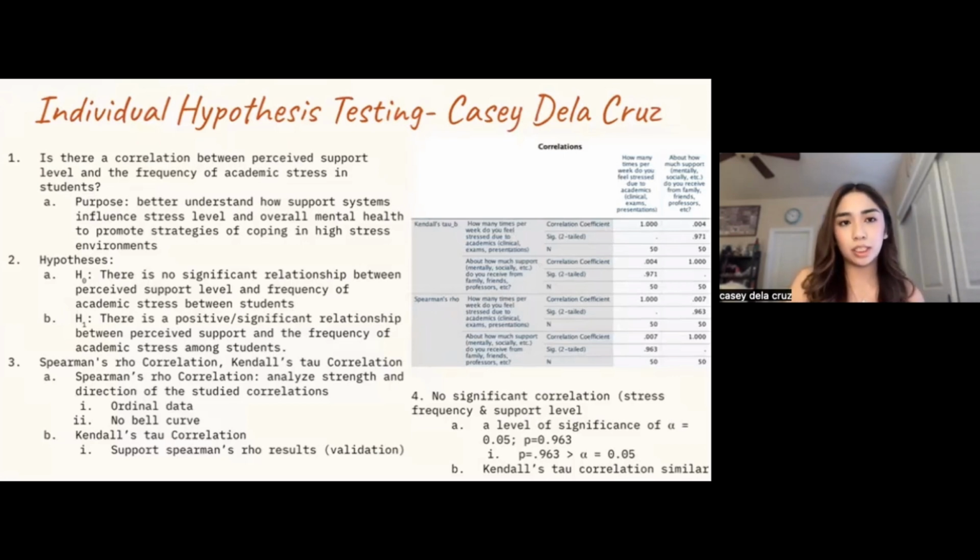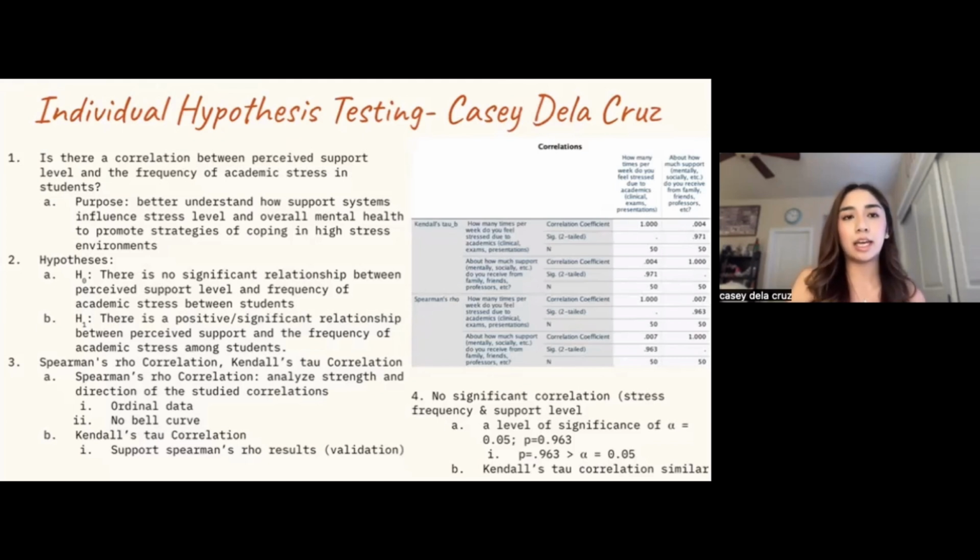My research question is analyzing if there is a correlation between perceived support level and the frequency of academic stress in students. By exploring the correlation, we are able to have a better understanding of how external support systems influence students' perceived stress levels. And through this, if we were to find a strong correlation, we can provide strategies of coping in our high stress environment.